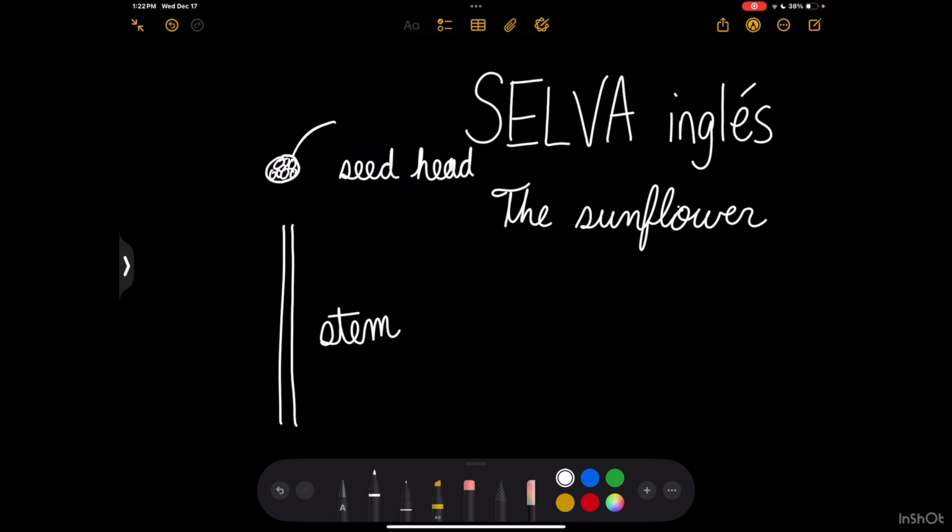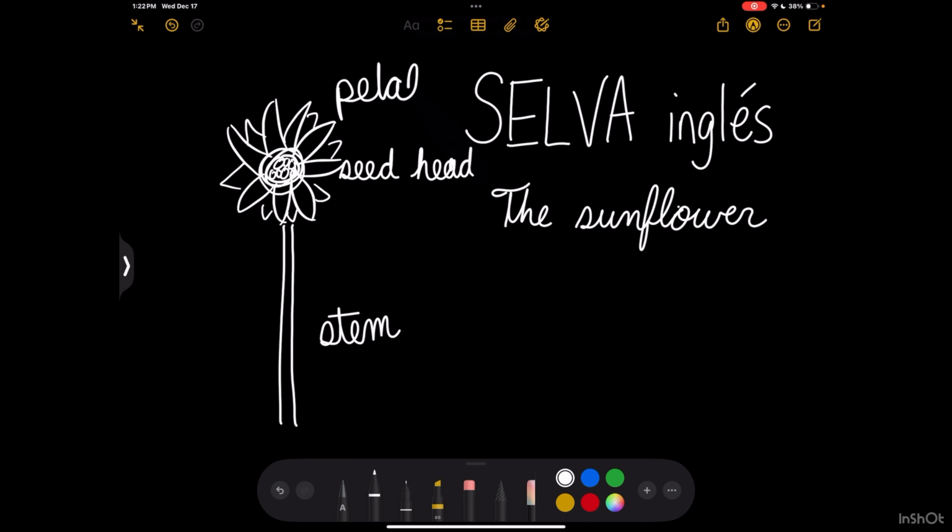Around the seed head, we have the petals. The petals go around the seed head. Something like that. All right? Petals. P-E-T-A-L-S. Petals. Notice that I'm not putting much emphasis on the T. It's kind of a really light T. Petals. It really sounds almost more like a D than a T. Petals. So we have stem, seed head, and petals.